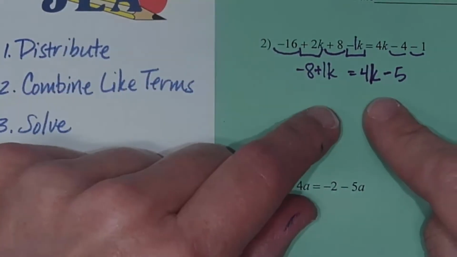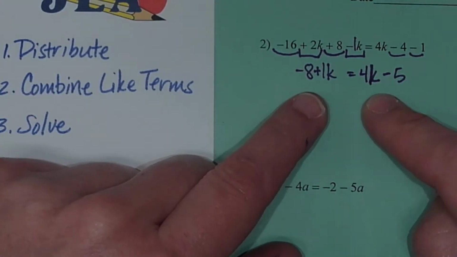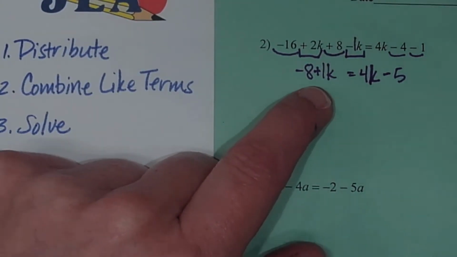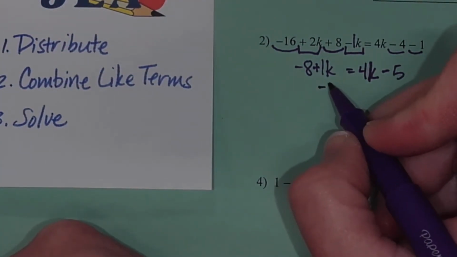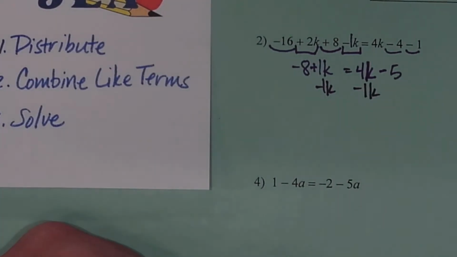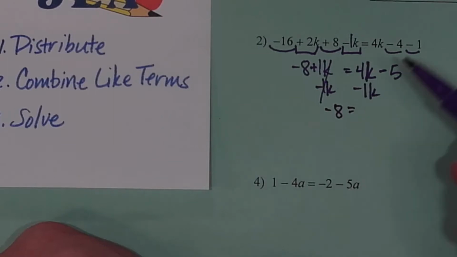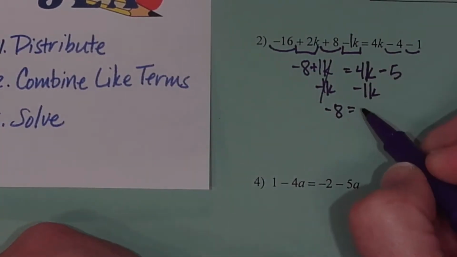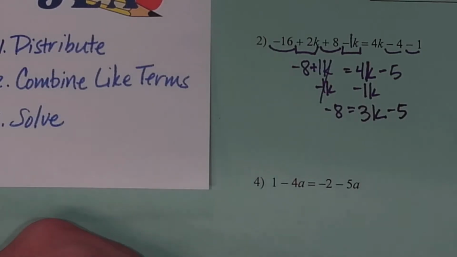So now I have a situation where I have variables on both sides of the equal sign. Let's get them all on one side. You could subtract this k off, or you could subtract those 4k's off. I'm just going to subtract this guy. So 1k minus 1k, and I'll do minus 1k on that side. These are going to cancel. I'm left with just a negative 8 over here. Here, 4 minus 1 gives me 3k's, and it's still minus 5.